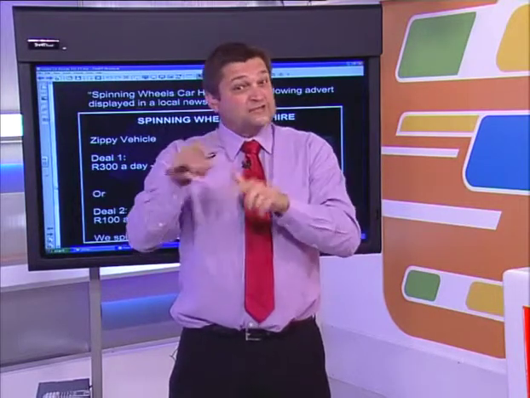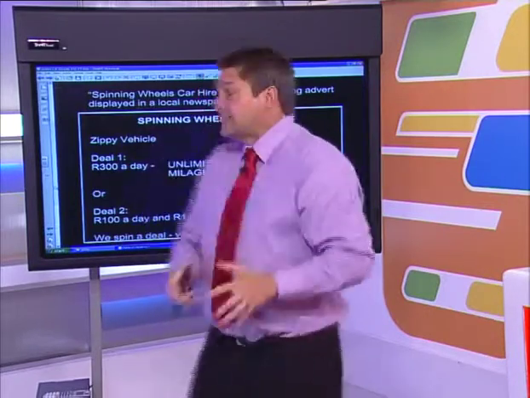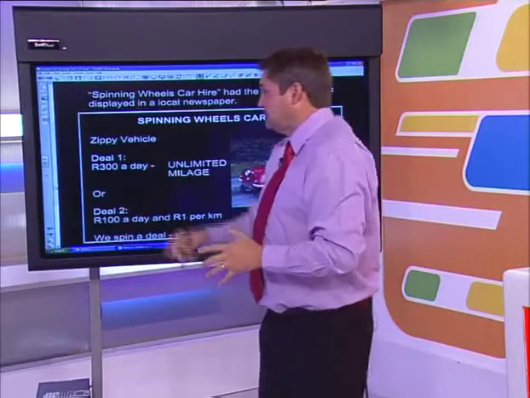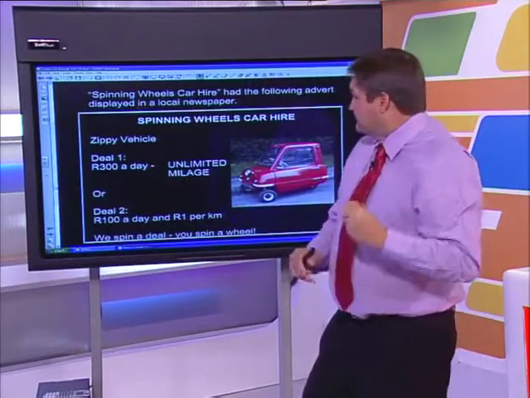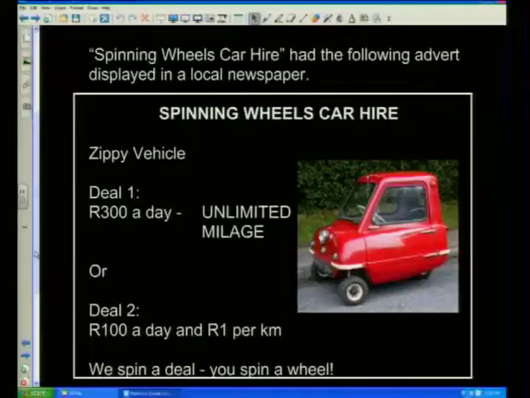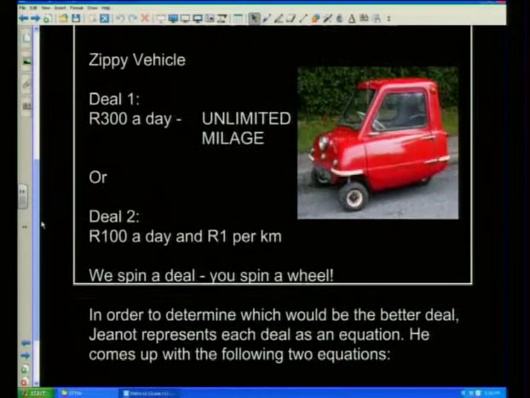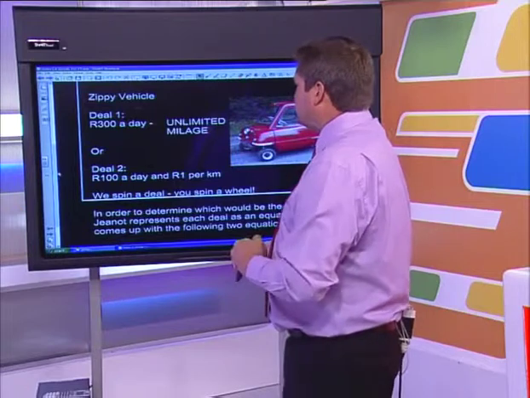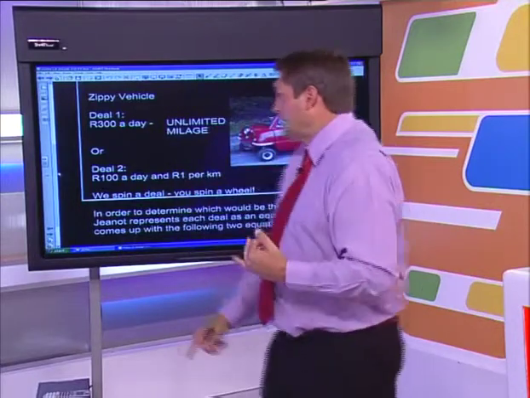So now you rush off to the local car hire and you say, please, I've got to hire a car. And the car hire place in this case is called Zippy Vehicle. That's in fact, Spinning Wheels Car Hire. That's what the company is called. And they have a little car called the Zippy Vehicle. And so we say to them, oh, that's fantastic. How much is it going to cost me to hire this vehicle? And they say, well, how long do you want it for? And you say, well, I actually only need it for a day. And they say, right, we have one of two options for you. Option number one, let's have a look.